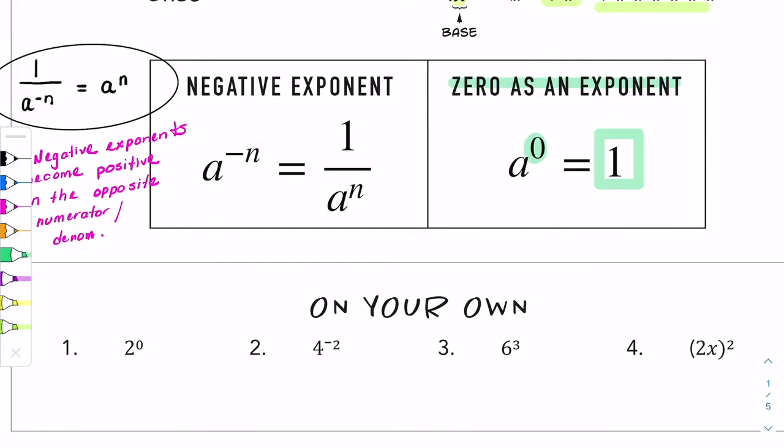If we go through these 4 on your own problems, just using our basic exponents, number 1, we have 2 to the power of 0. The answer to that is 1. Number 2 is 4 raised to the power of negative 2, which is the same thing as 1 over 4 squared, becomes positive in the denominator, which is 1 over 16.